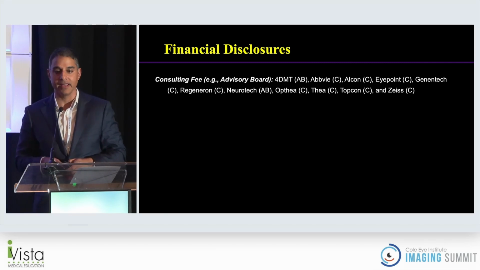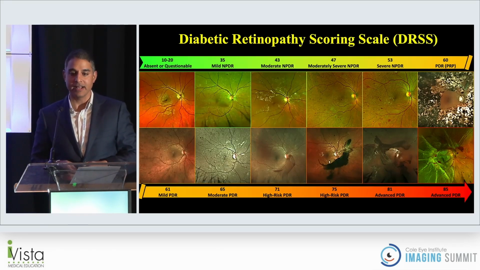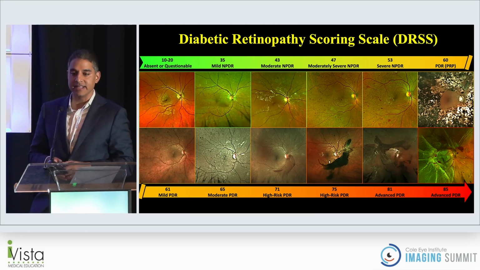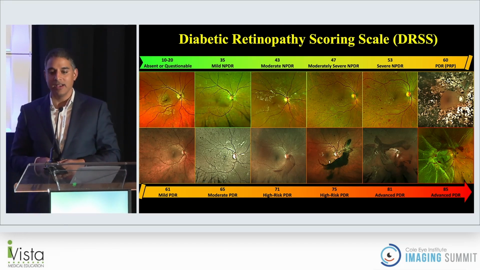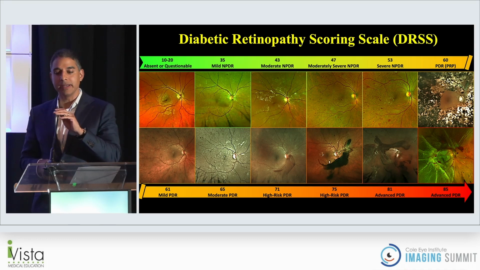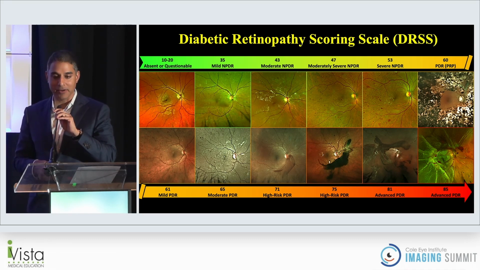All right, I also want to show you why fluorescein angiography still reigns supreme in the management of diabetic retinopathy. These are my financial disclosures, and I think we're all pretty familiar with the DRSS. And to the residents and fellows in the room, there will be a quiz on all of these numbers and the corresponding DR level. So please take note of that.